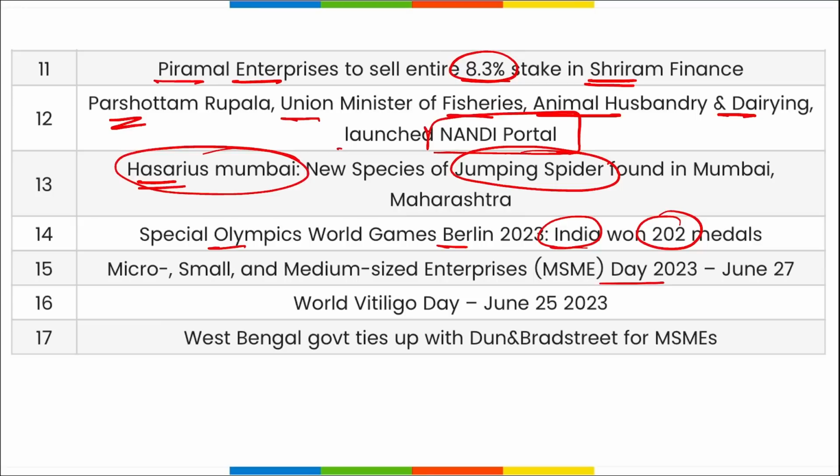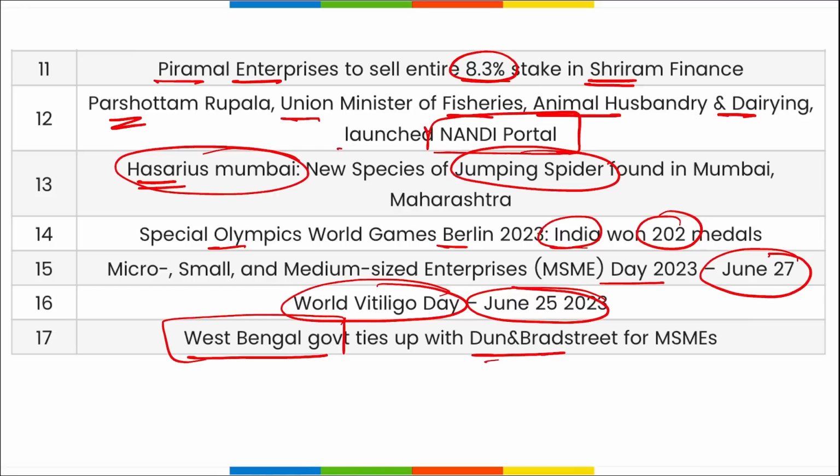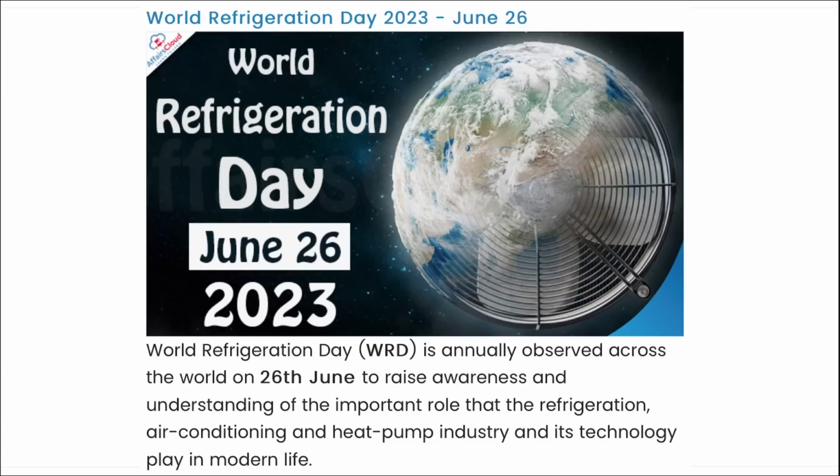medals. Then MSME Day on 27th of June, World Vitiligo Day on 25th of June, and West Bengal government has tied up with Dun and Bradstreet for MSMEs. Correct? So these were your important current affairs for the day. Now let's shift to the revision current affairs.